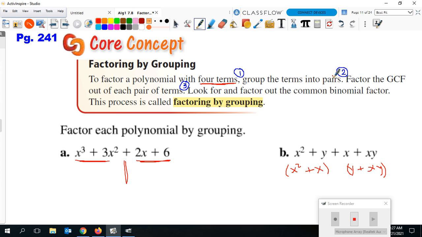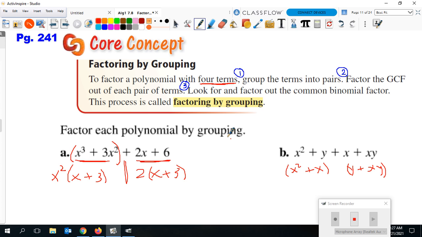And then it says factor the GCF. We'd want to factor the GCF out of the two groups. Out of this group right here, we'd look for the GCF. That would be an x squared that would come out, and what would be left would be an x from the first term and then a 3. We do the same thing here, factor out the GCF of this group. That would be a 2. 2 could come out of this group, and then we have an x, and then 2 comes out of 6. That would be a 3.